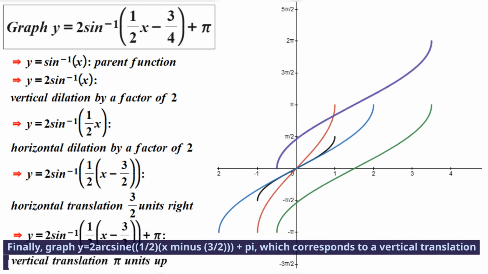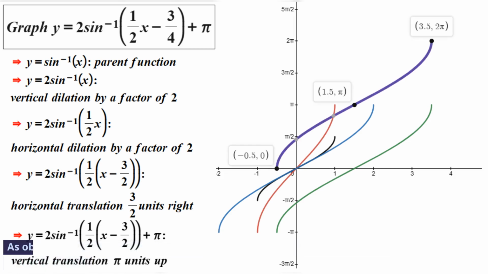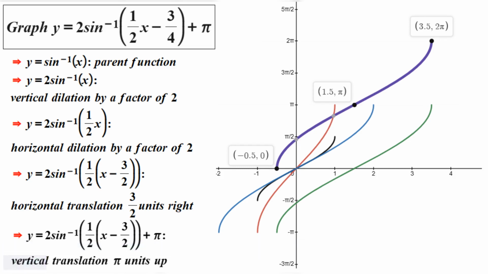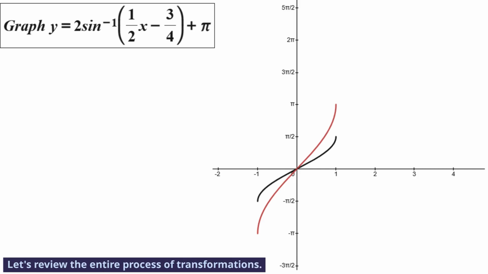Finally, graph y equals 2 arcsin(1/2 (x minus 3/2)) plus pi, which corresponds to a vertical translation pi units upward. As observed in the graph, the final function has a domain of [-0.5, 3.5] and a range of [0, 2π]. Let's review the entire process of transformations.